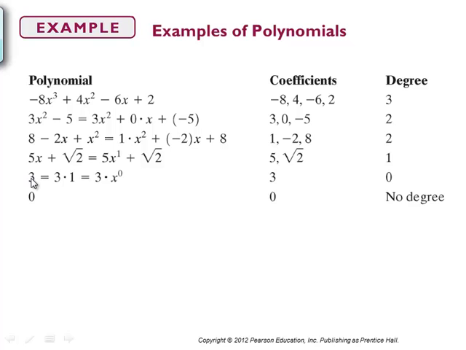Here we've got the polynomial 3. It's a perfectly good polynomial. It's a 0 degree polynomial, because you could write it as 3 times x to the 0 power with a coefficient of 3. And 0 itself is a polynomial. It has 0 as a coefficient. And by default, we consider it a no degree polynomial, not 0 degree, but no degree.